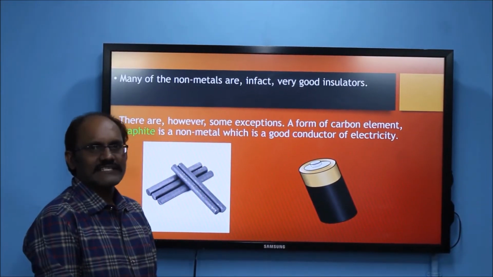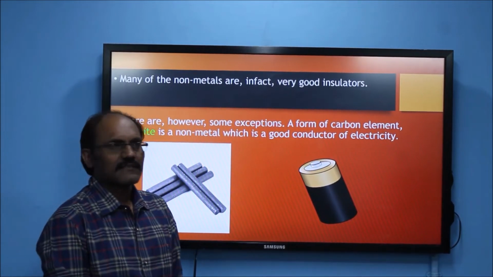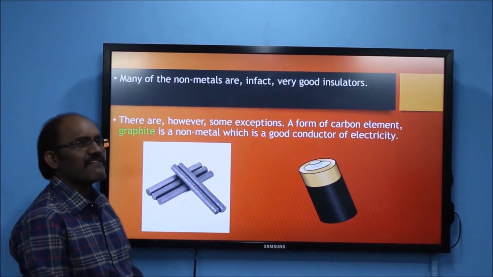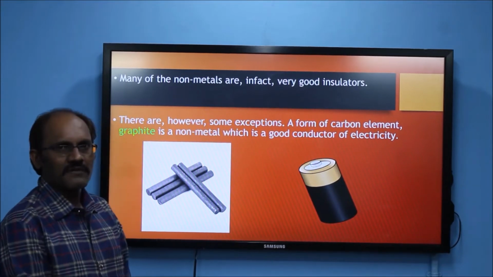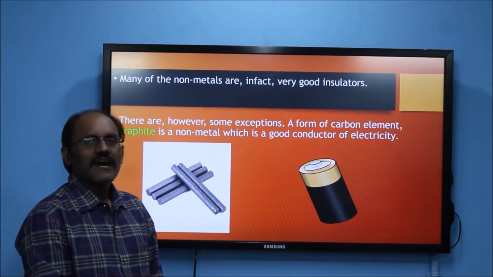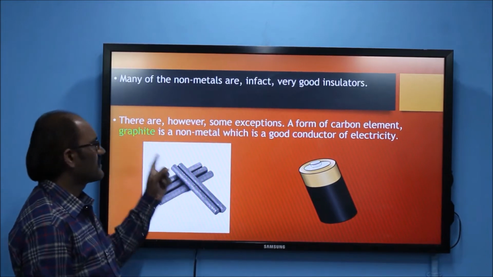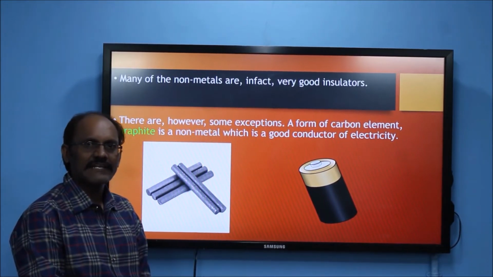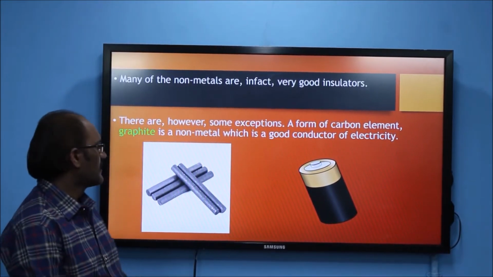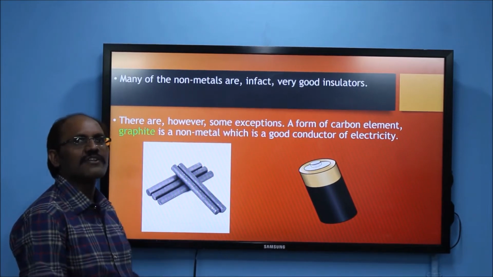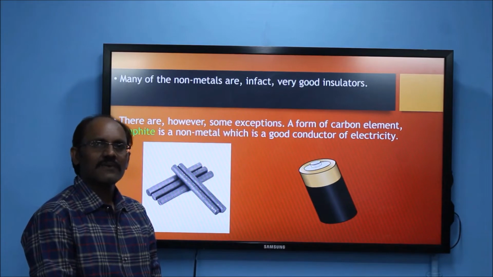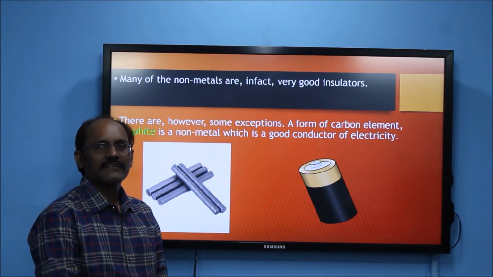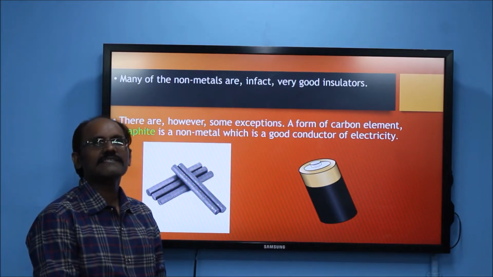There is one exception, that is graphite. Graphite is a form of carbon. Carbon is a non-metal, but carbon in the form of graphite is a good conductor of electricity. That is why graphite rods are used in electric cells, since carbon in the form of graphite conducts electricity easily.